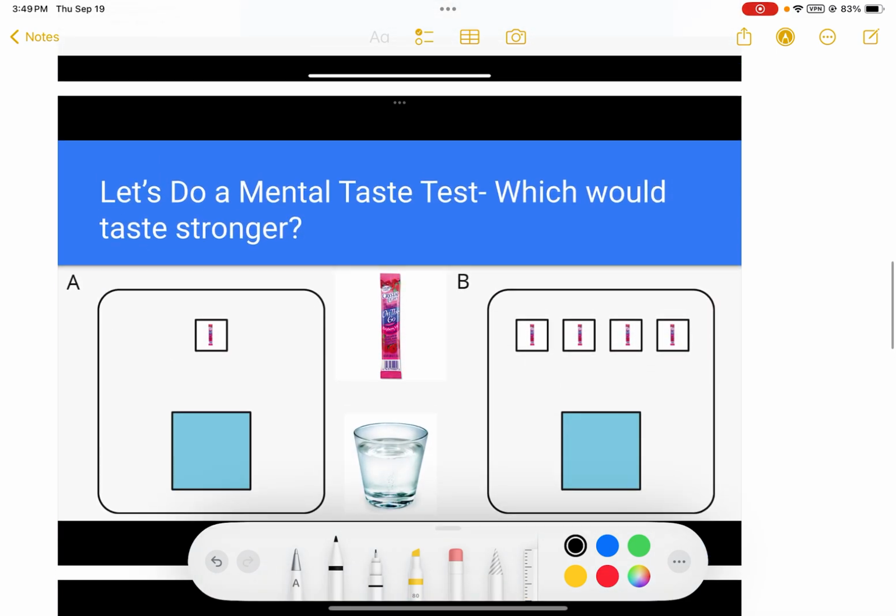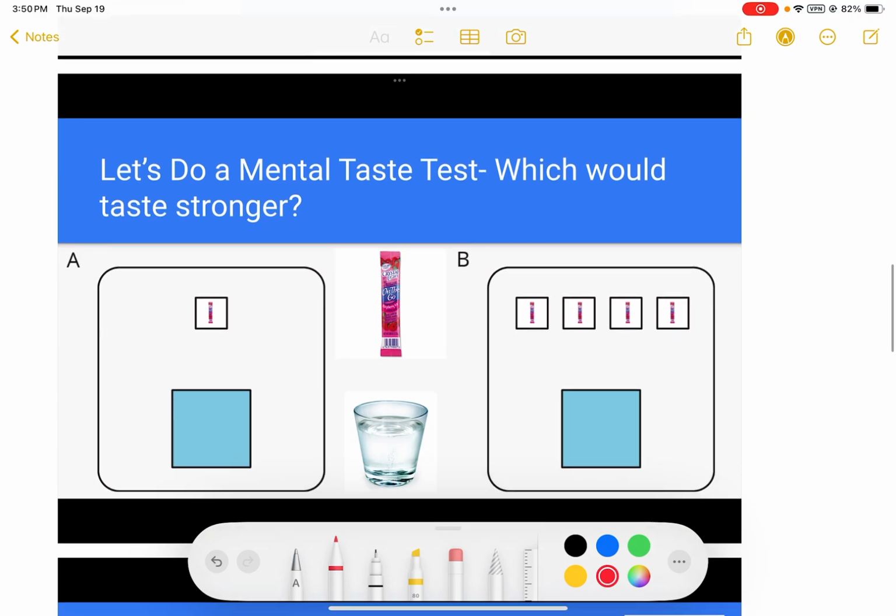So we're going to think about this. It says, let's do a mental taste test. So if I had one of these packets of Crystal Light, on the left, if I put 1 in a cup of water versus putting 4 in a cup of water in diagram B, how would they taste? Would one taste more sweet? Would one taste more watery? Think about it.